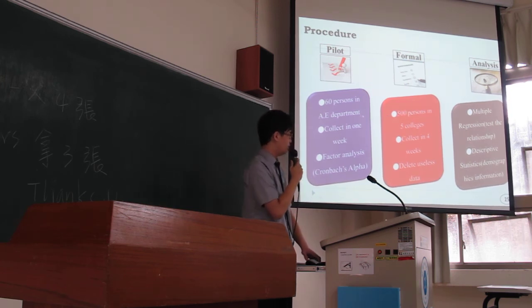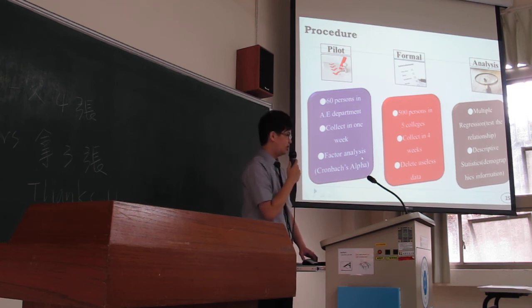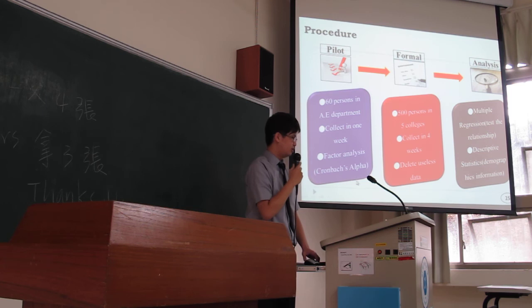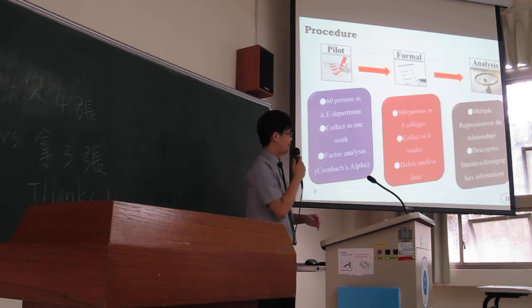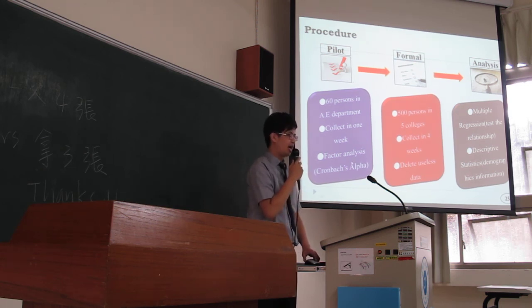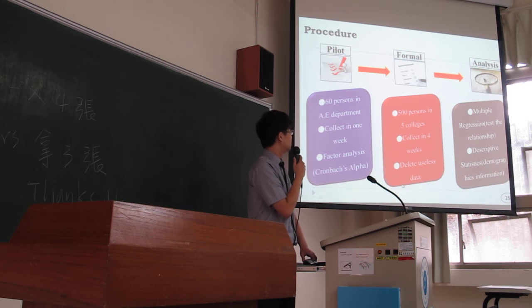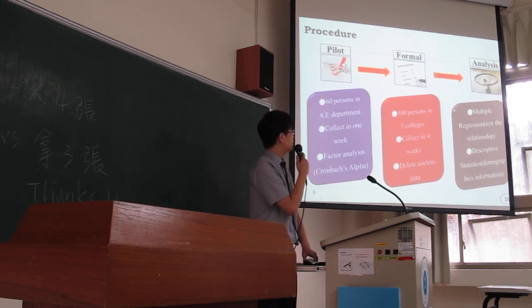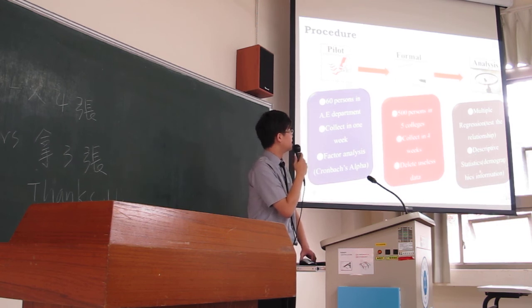For the pilot study, they will have 60 participants from 8 departments, and the data will be collected in 1 week. When I collect the data, I will do the reliability analysis to see the alpha, and if the alpha is high and has significant effects, I will keep the items for the formal study. The formal study will include 500 persons in 5 colleges, and the data will be collected in 4 weeks. Finally, I will delete the useless data. For the formal study analysis, I will do the multiple regression to test the relationship, and for the demographic information, I will use descriptive statistics.